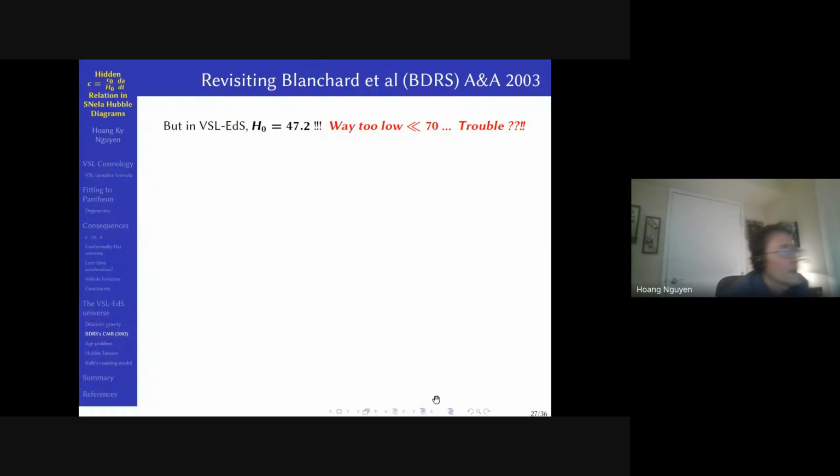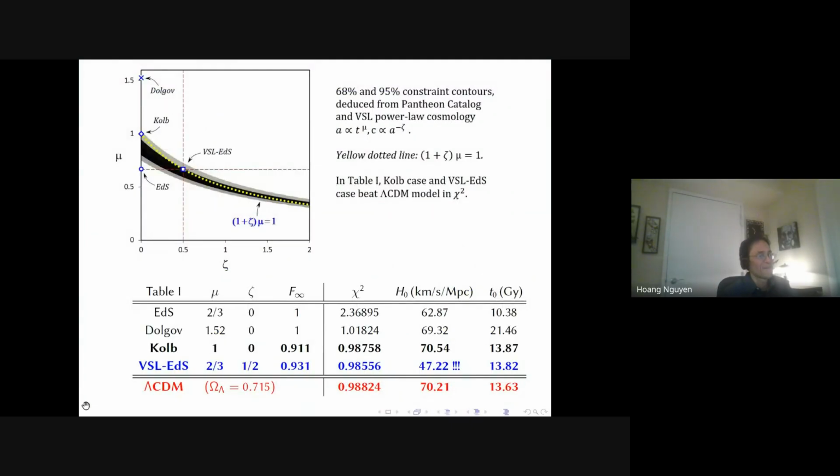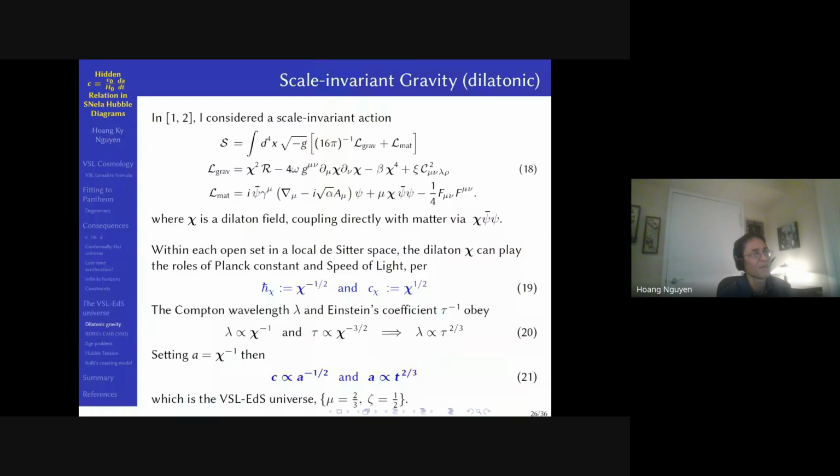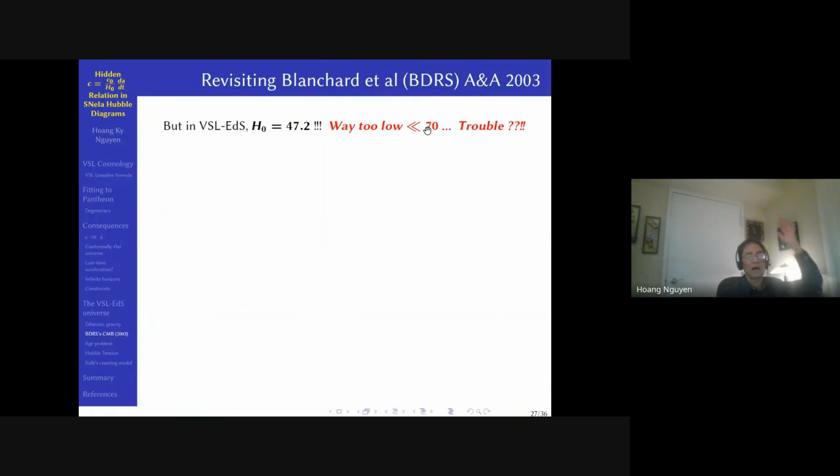Okay. Now, however, as I showed you before, this is the case for mu and zeta, but we have x0 equal to 47 coming from the modified Hubble law. Okay, but we still have a problem. Why is it too low? How can we reconcile that? Are we in trouble? Way too low. Are we in trouble?